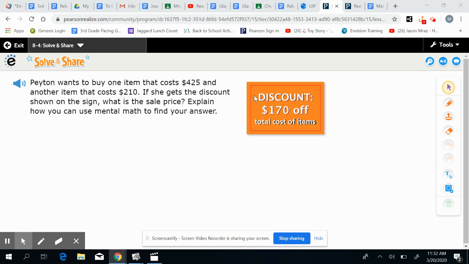Now, it's also really important to understand, what does discount mean? $170 off. We have to really understand what that means as well. Hopefully you said that a discount means that we are taking money off of the total item. So when we have a discount, and if we're doing this in the real world, we would be subtracting that $170 because it's cheaper.